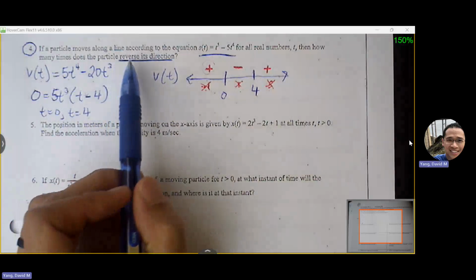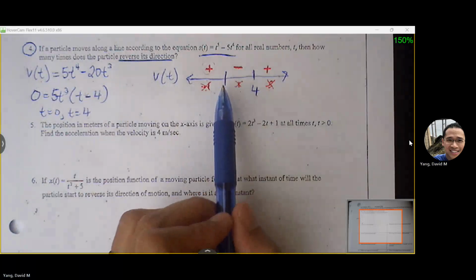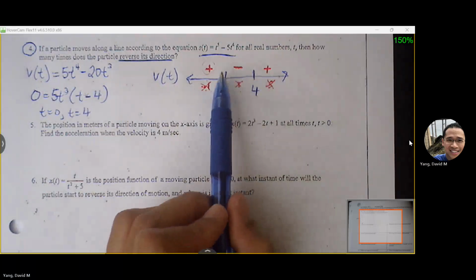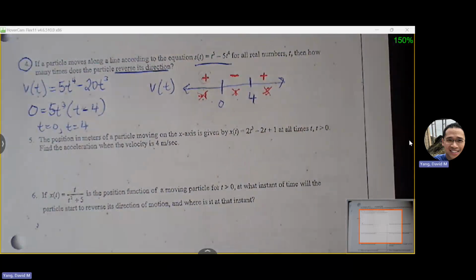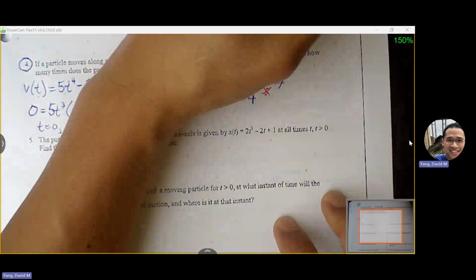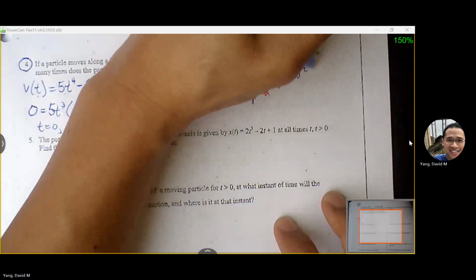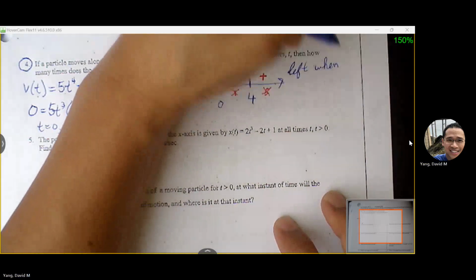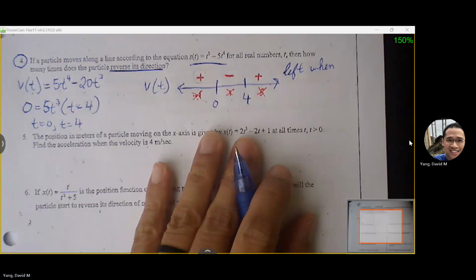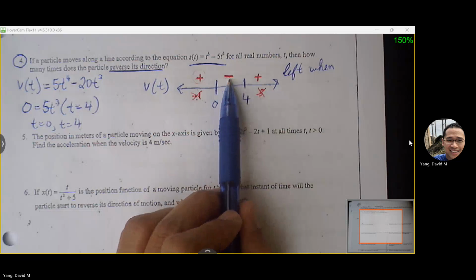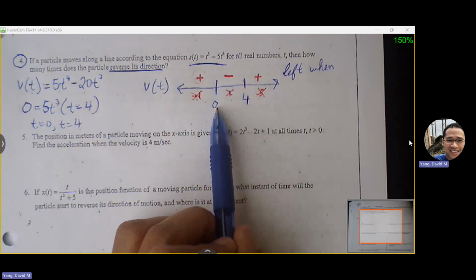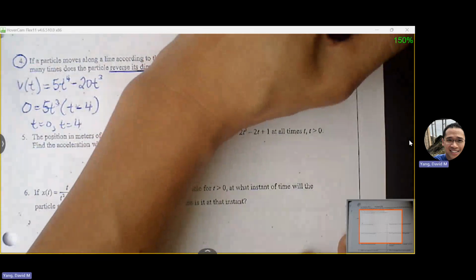It says how many times does the particle change direction? Only what? Twice, yeah. And let me extend the problem a little bit and say, when does the particle move to the left? So we can say moving left on the interval from where to where? Assuming negative is left, 0 to 4, yeah. So left when 0 to 4.